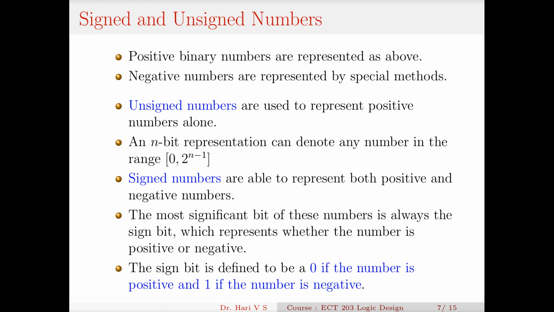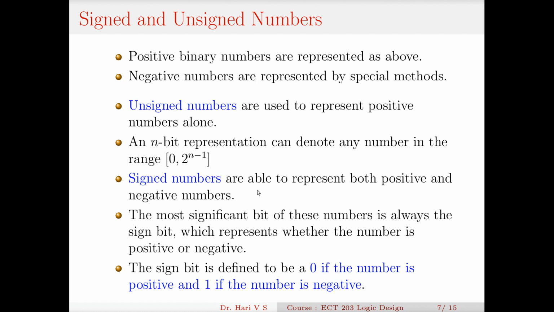If it is a 4-bit number, I can represent from 0000 to 1111. 0000 is 0 and 1111 is 15, so that is 0 to 15. That is 2 raised to 4 minus 1; 2 raised to 4 is 16, minus 1 is 15. Numbers from 0 to 15 can be represented with a 4-bit representation. That is the case of an unsigned number.